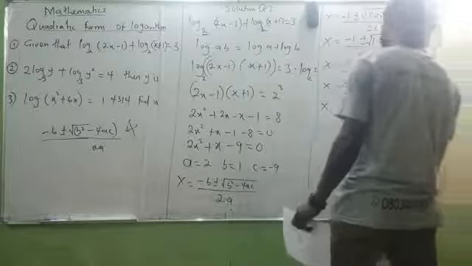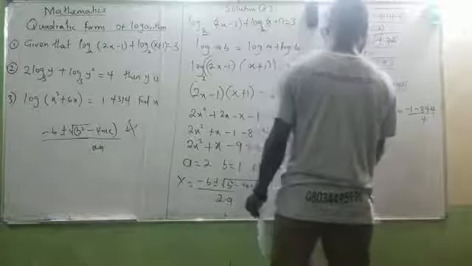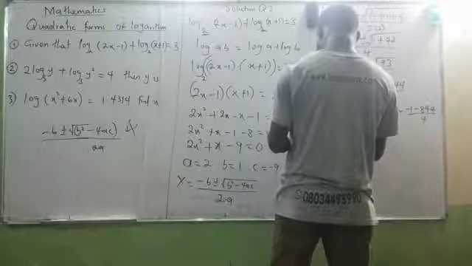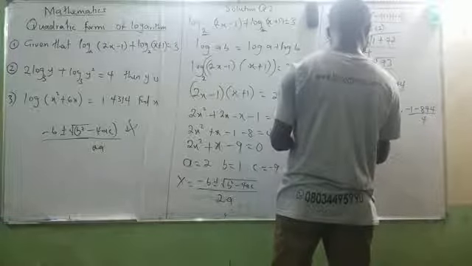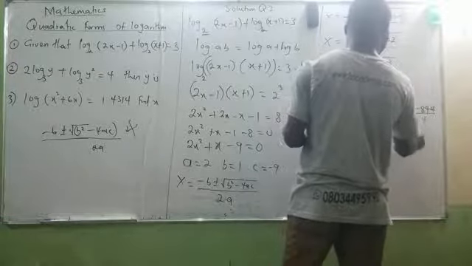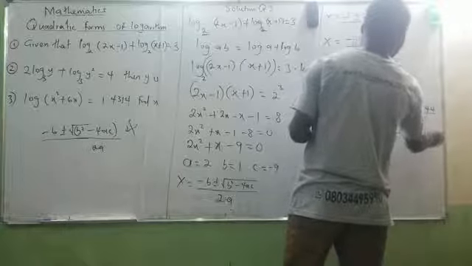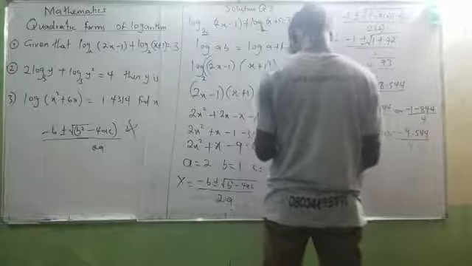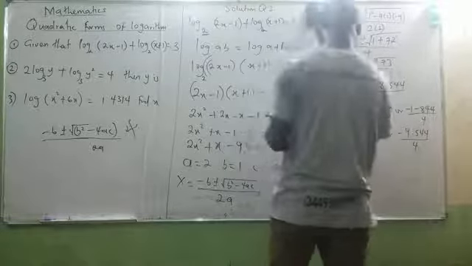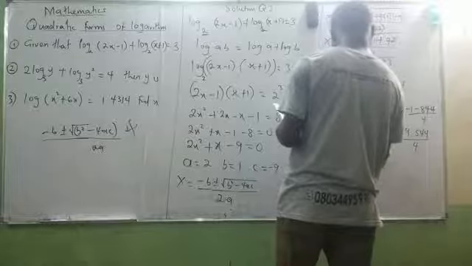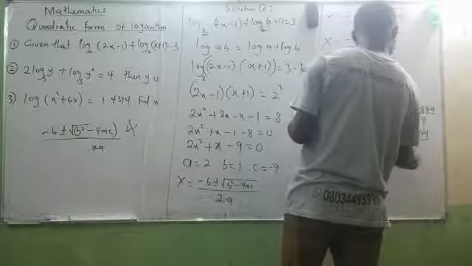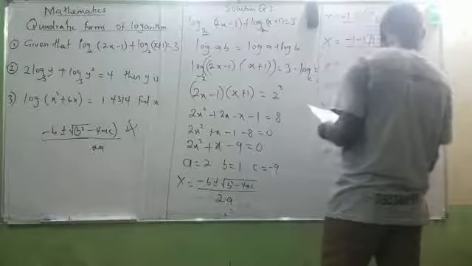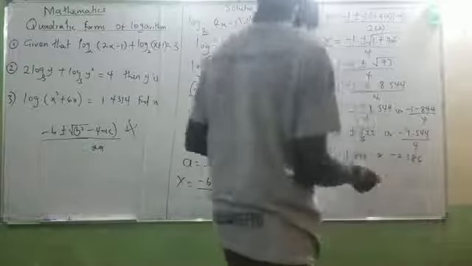Now my x will be equal to 7.544 divided by 4, or minus 9.544 divided by 4. Now my x will be equal to 1.886 or minus 2.386. That is what the answer is.